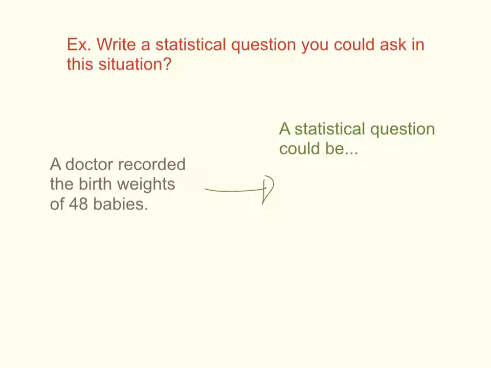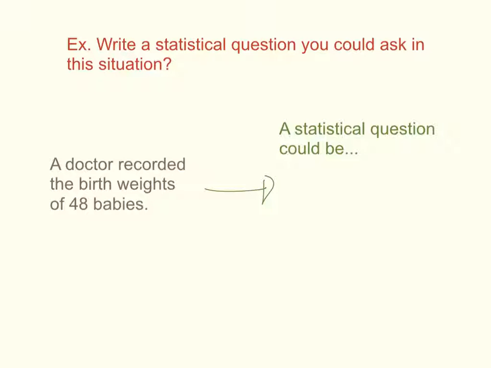All right. You'll also see examples like this. It's going to ask you to write your own statistical question that you could ask in this situation. So here's the situation. There's a doctor recording the birth weight of 48 babies. So if you wanted to write a statistical question, what could it be? Okay, so I could write a question about this. Now I don't want to say, what is the birth weight of the first baby? That's not a statistical question. That answer can't change.